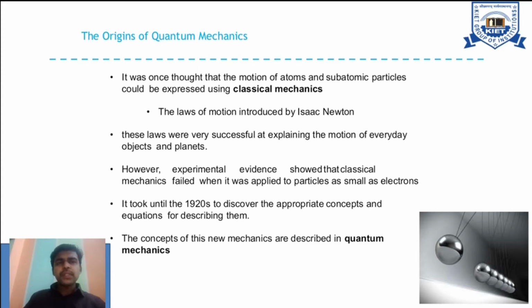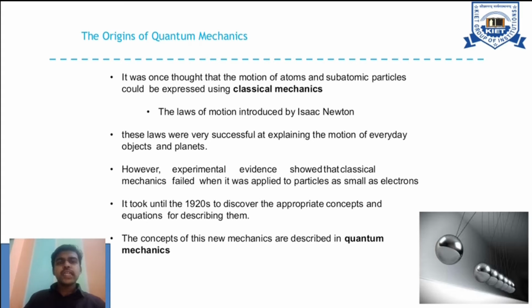What is the purpose of Newton's law here? Because it is the basic thing. From there, all the interconnected patterns, starting from the motion of atoms and subatomic particles, could be expressed in the overall view of classical mechanics. So look at the third point. Experimental evidence shows that classical mechanics failed.